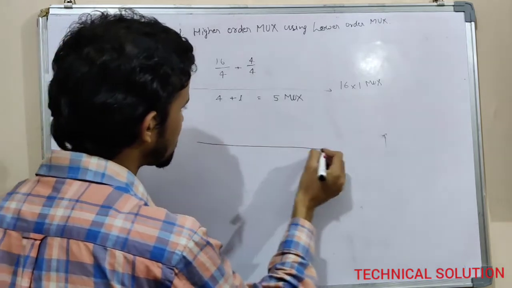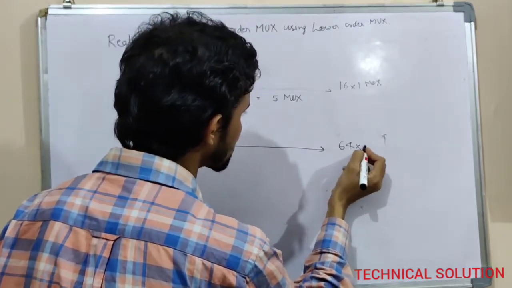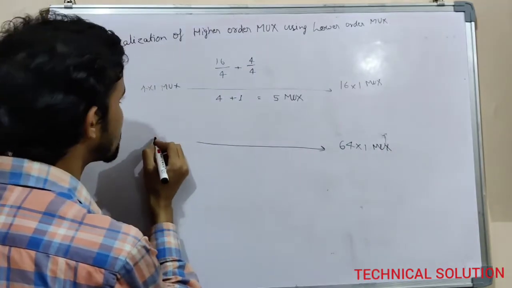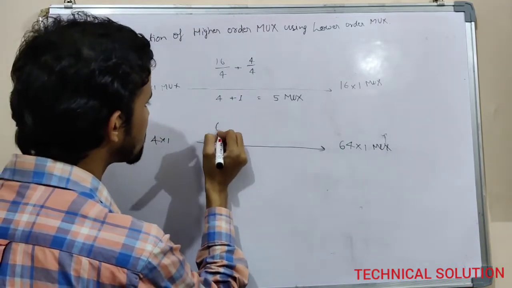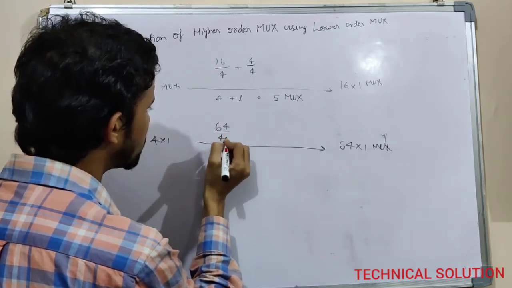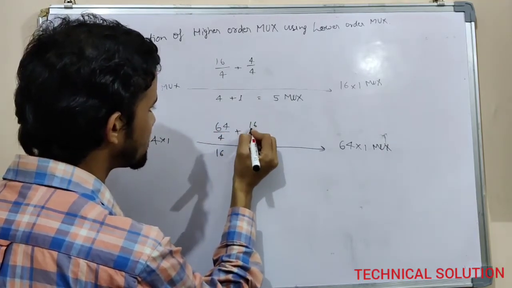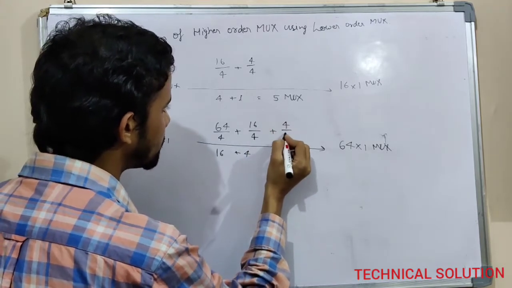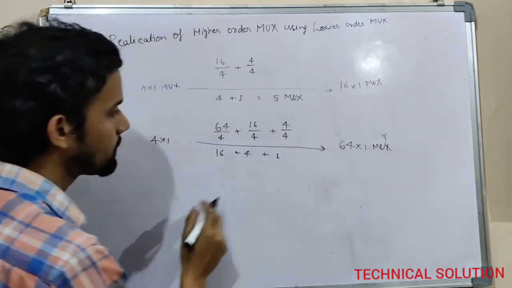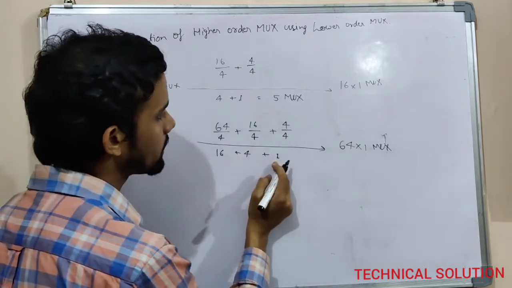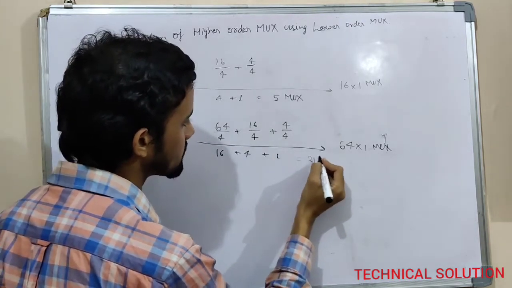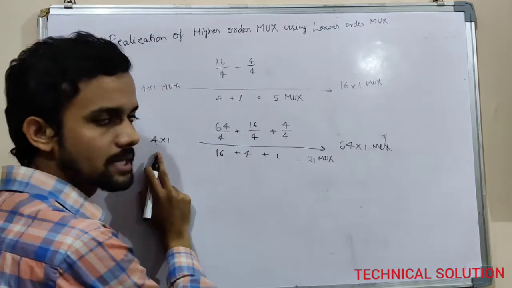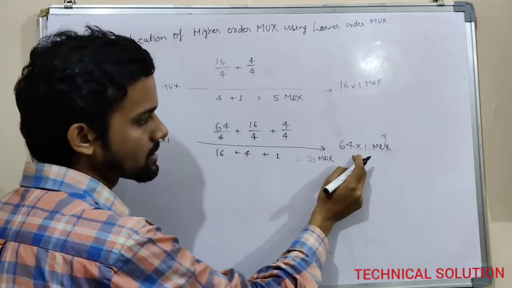Again, if you want to design a 64x1 mux using 4x1 mux, then divide this 64 by 4, we get 16. Again divide this 16 by 4, we get 4. Again divide this 4 by 4, we perform this operation till we get 1. The sum of these is 21 mux. That means 21 4x1 mux are required to realize this 64x1 mux.